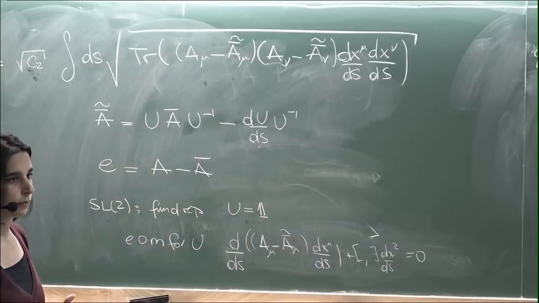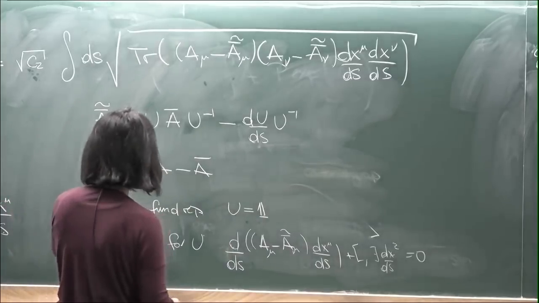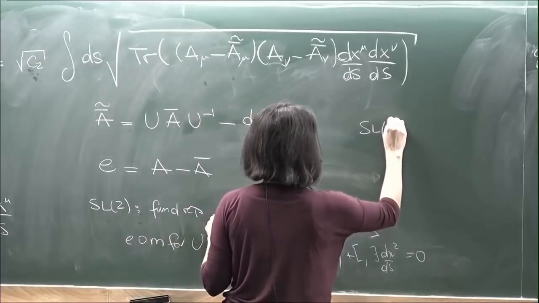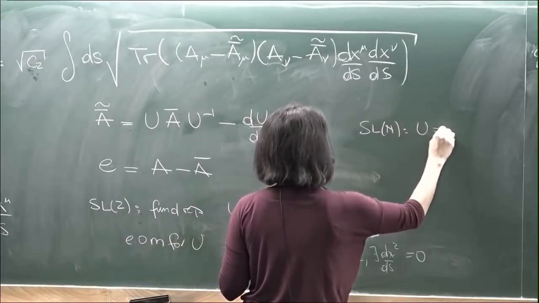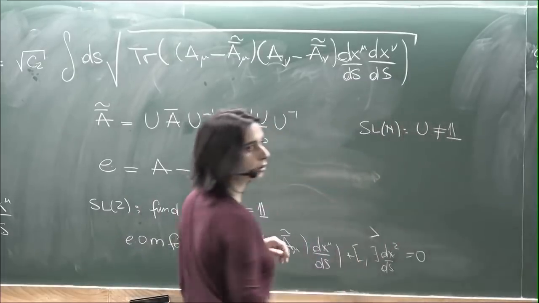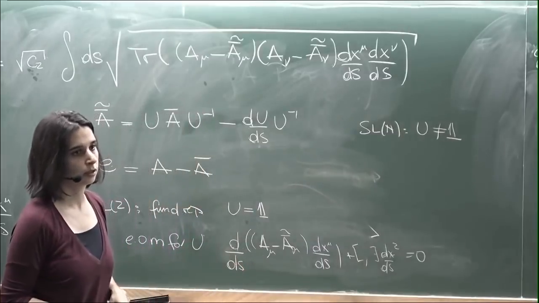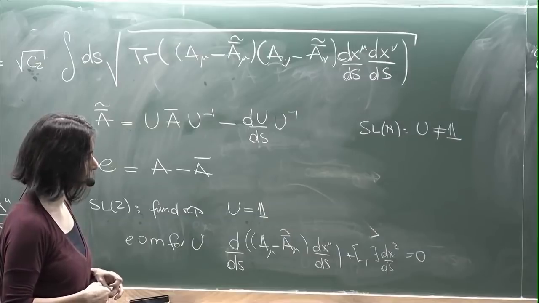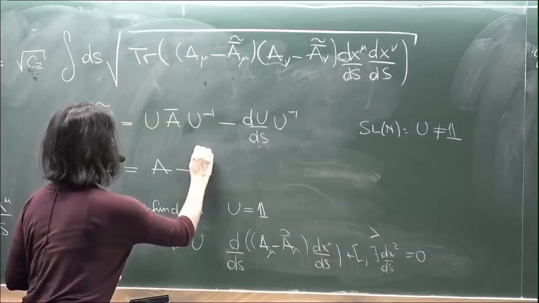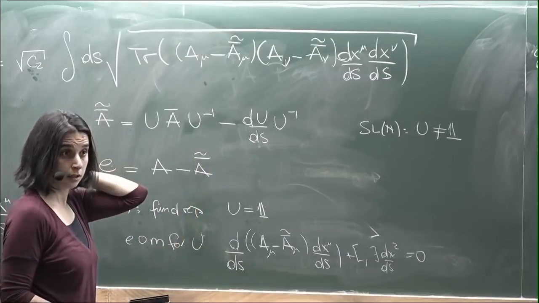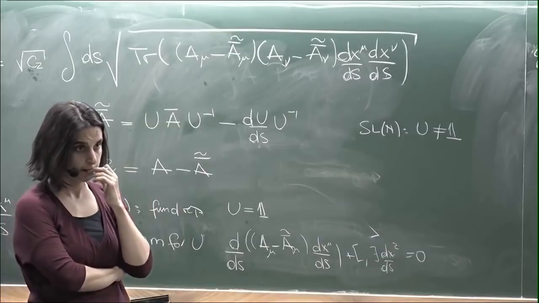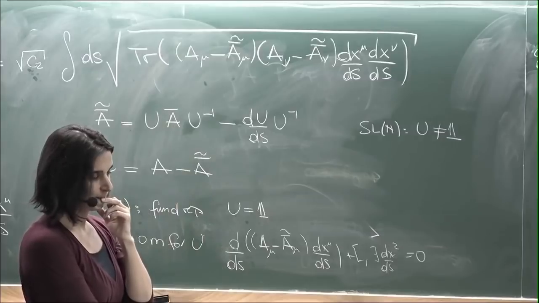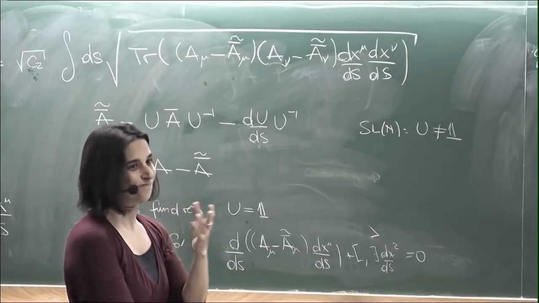But my only point here is that if I now look at SLN, actually I can never make U equal to 1. But even here, when we say E is A minus A bar, we really mean A minus A bar twiddle, in some gauge, right? You cannot just take a vector potential of one gauge with another gauge.